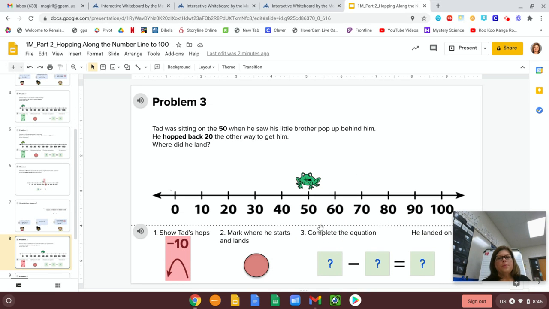So here are some problems. Tad was sitting on 50, so that's where he's starting. That's where my cursor is going to be. When he saw his little brother pop up behind him, he hopped back 20, 10, 20. And so where did he land? He landed on 30.